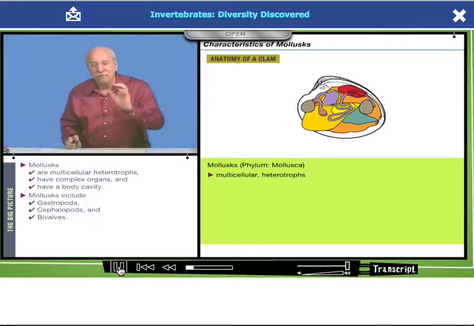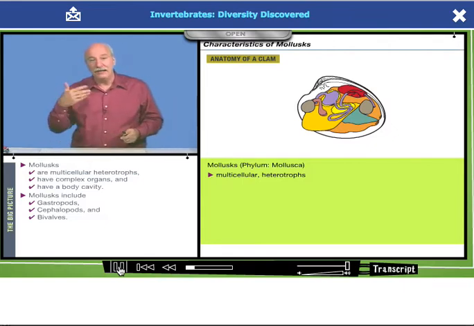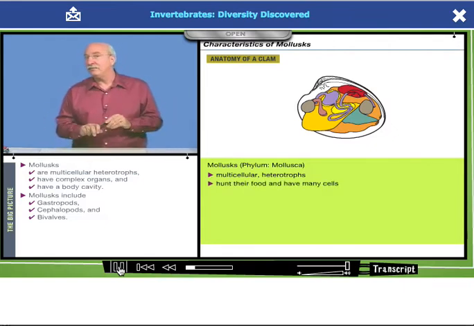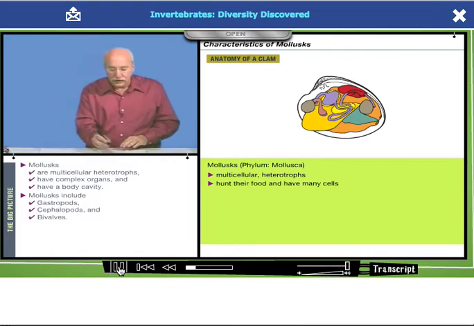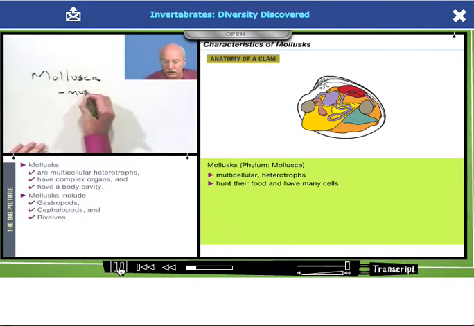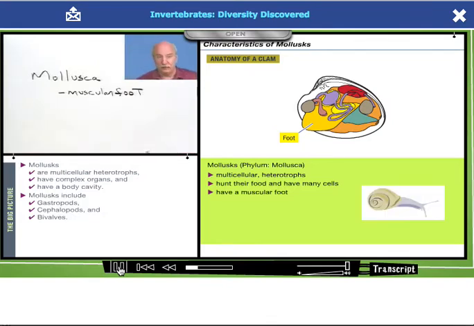So what makes these multicellular heterotrophs? Well, they hunt their food, okay? And they have many cells. And the way these cells have arranged themselves is very different. Because, to move, these things all have what is called a muscular foot. A muscular foot. So the best example I can give you is the snail, because all of you have seen a snail or a picture of a snail, and you know that a snail kind of glides along the surface on a foot-like structure. Okay? I'll tell you a little later what some other ones are.